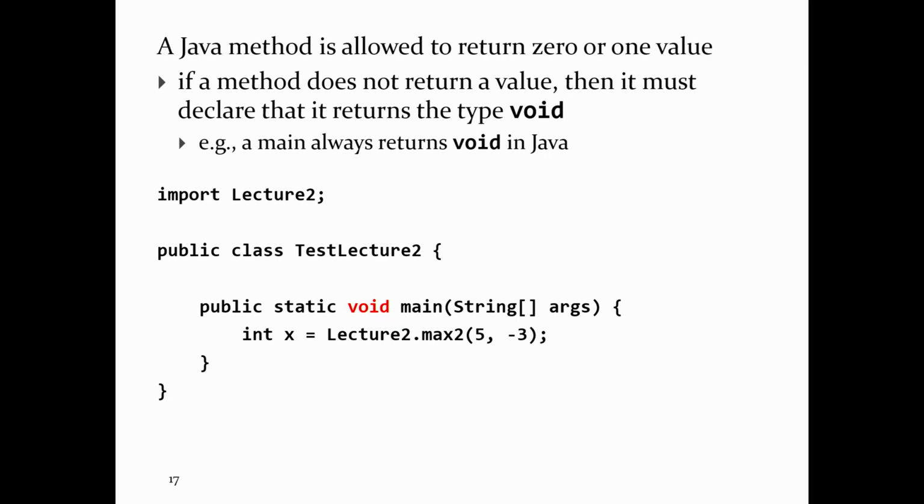If a method does not return a value, then you have to say that it returns nothing, which in Java is void. So our main method, which doesn't return anything, always has return type void. You can write a method that returns no value, but you have to say that void is the return type.